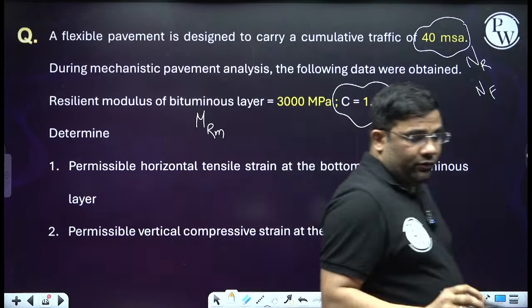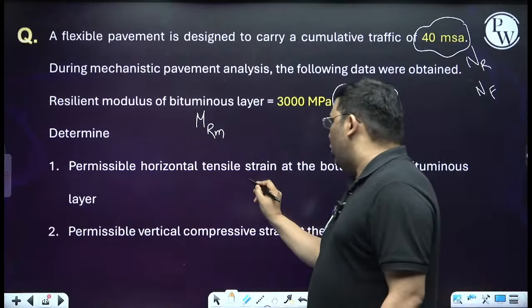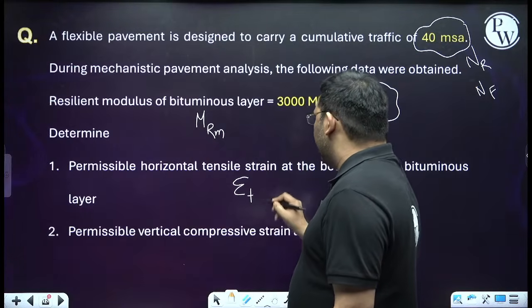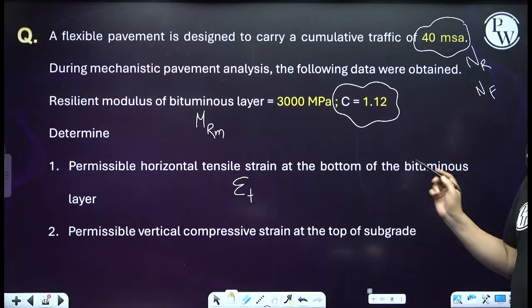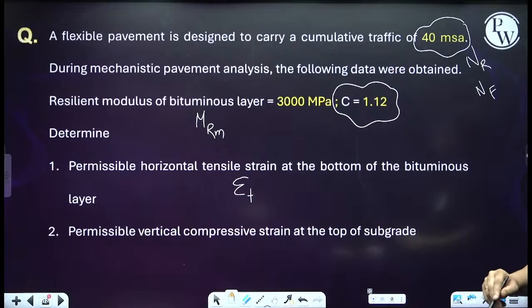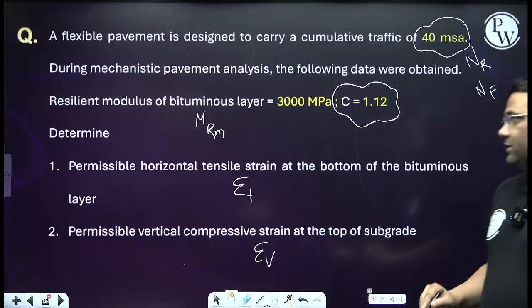Now we have to calculate the two strains. This question has not been asked in GATE till now, but they can ask. So, the permissible horizontal tensile strain, which occurs at the bottom of the bituminous layer or base layer and is responsible for fatigue cracking, and then the permissible vertical compressive strain at the top of the subgrade.